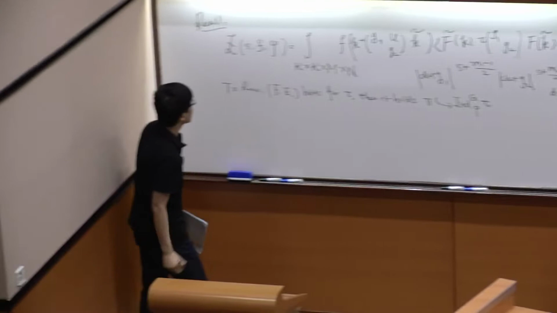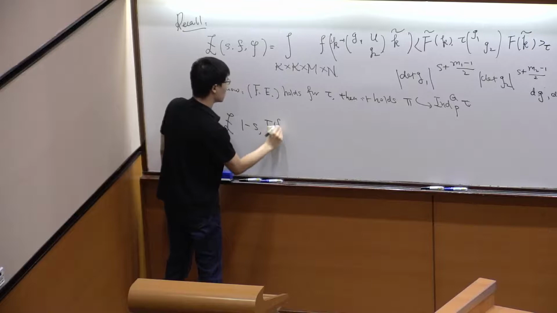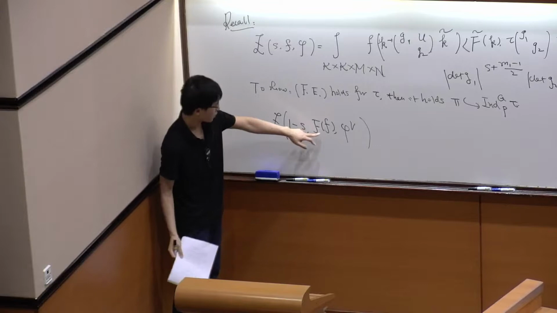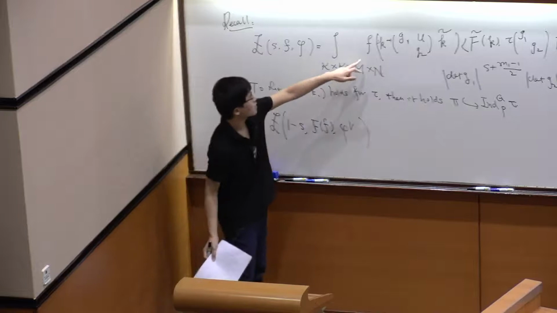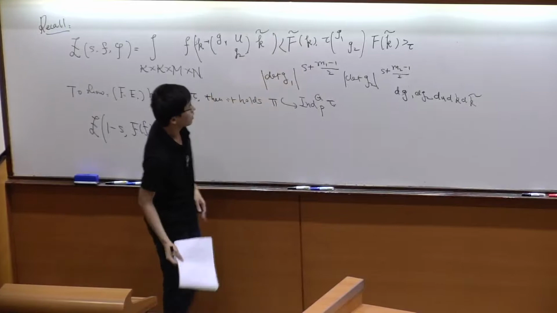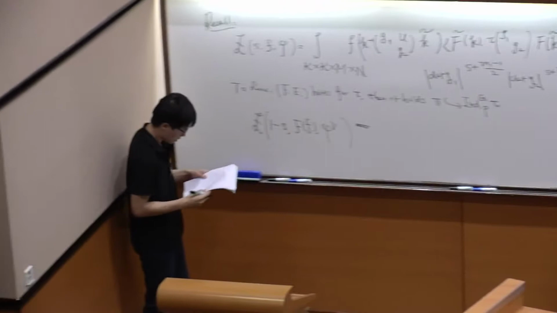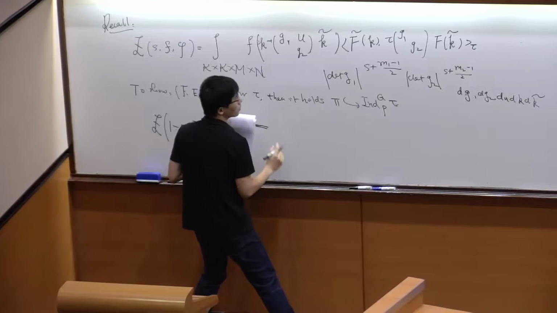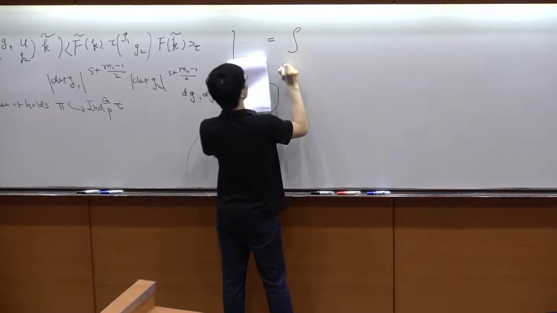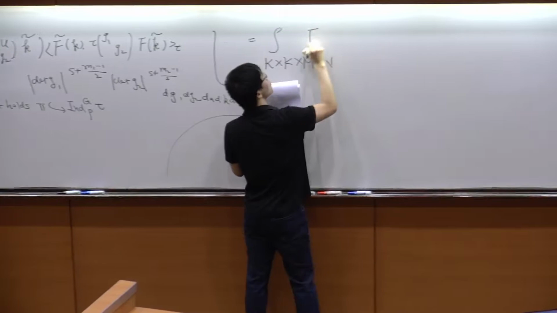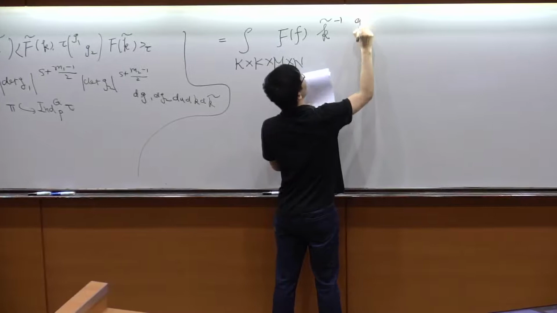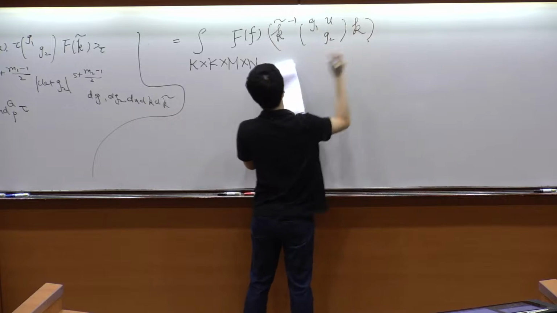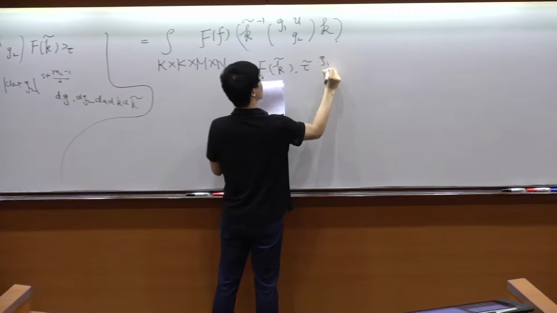To do so, let's see the left-hand side of the zeta integral associated to the Fourier transform of f and phi check. Here we just replace f by the Fourier transform of f, and we replace f~ by f and f by f~. Then whenever the real part of s is sufficiently small, we can write a zeta integral of the following form. Let me write here. K × M × N. And here's the Fourier transform of f, and here's k~^{-1} g1 u g2. Okay. And here's f(k~), tau~(g1, g2), f~(k).